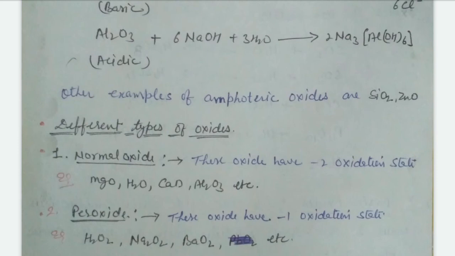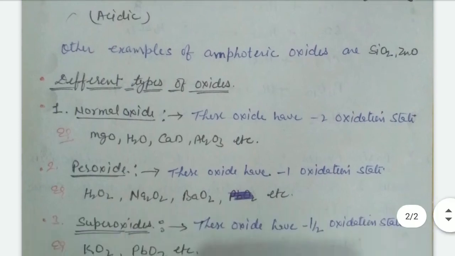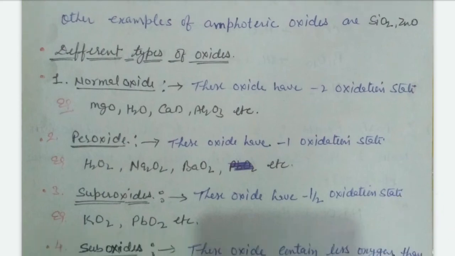And there are different types of oxides, and these topics are important for knowledge about oxides. First is normal oxide. These oxides have a -2 oxidation state. Generally these are called oxides: magnesium oxide, hydrogen dioxide, calcium oxide, aluminum oxide, etc. On the other hand, peroxide. Peroxides are those compounds or oxides that have a -1 oxidation state, like hydrogen peroxide, sodium peroxide, barium peroxide, etc.